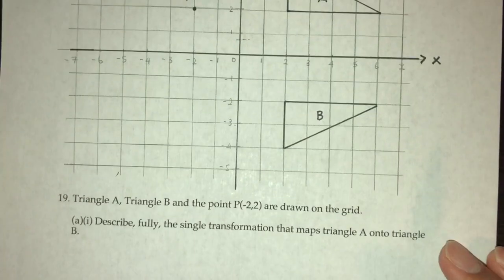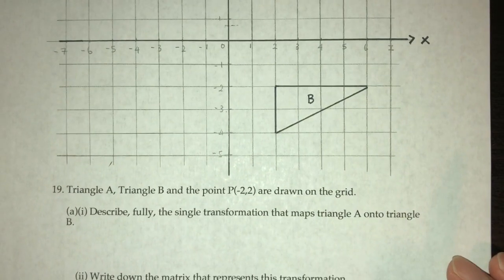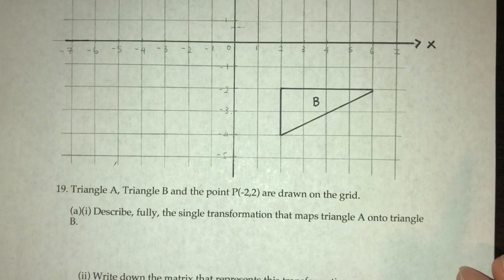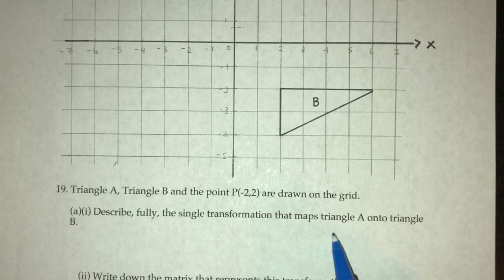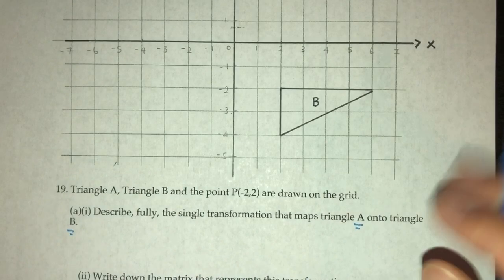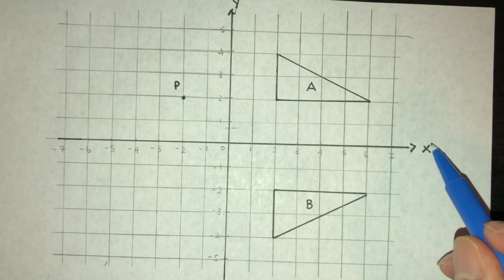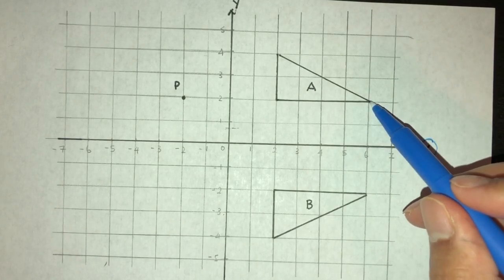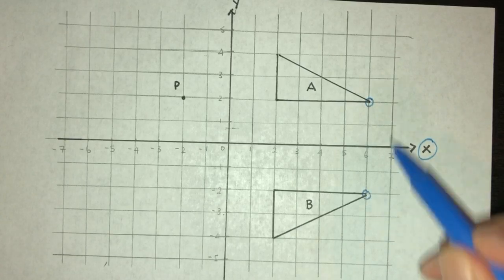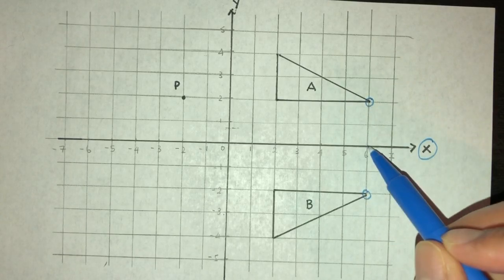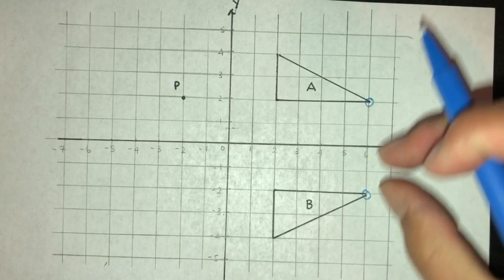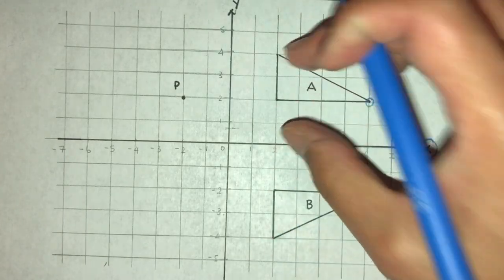Now let's move on to question number 19. On the graph we have triangle A, B, and the point P. Now part 1, we have to describe the single transformation that maps A onto B. So A onto B, if you observe, it's pretty simple, right? You can see it is clearly a reflection on the x-axis, because if you count, this point became this point. So we have 1, 2, and 1, 2. So the same distance for those reflections.